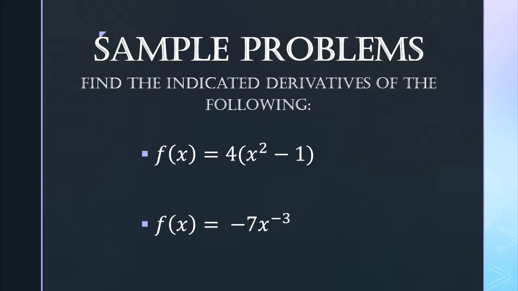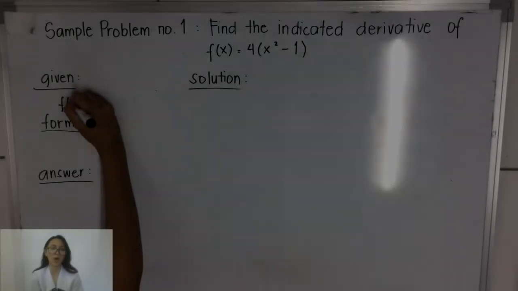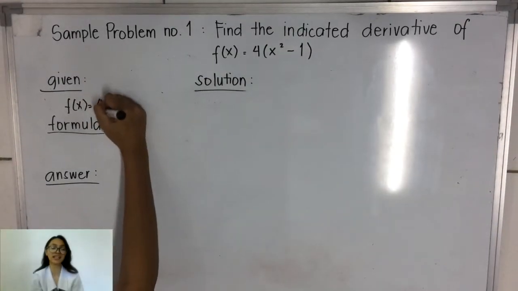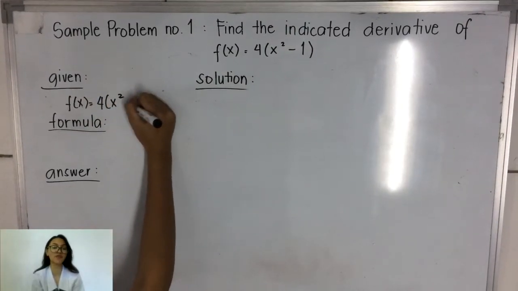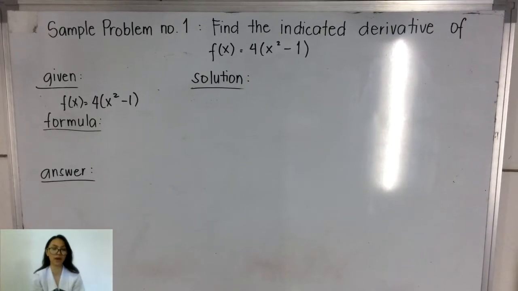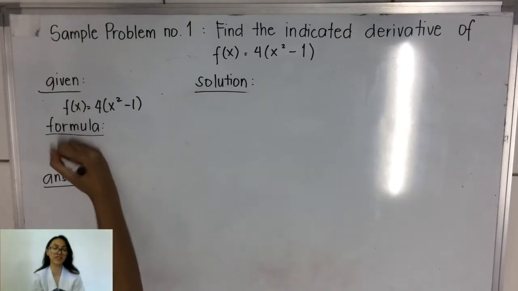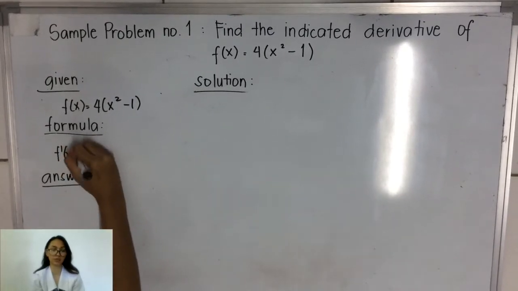The first one being f of x is equal to 4 times x squared minus 1. And the second one being f of x is equal to negative 7x raised to negative 3. The problem we have here is to find the indicated derivative of f of x equals 4 times x squared minus 1. The given problem wants us to find the required derivative for the said equation.